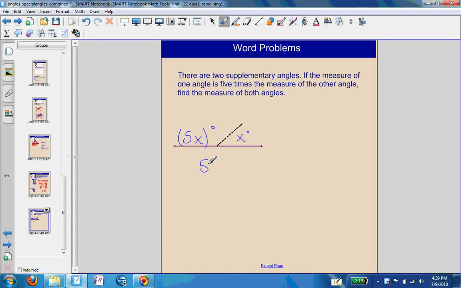So we know that if we add these together, these two angles, we're going to get 180 degrees. Again, you don't have to put these in parentheses, but you can to help you visually keep up with the fact you have two angles there. So you don't forget the x, which is a common mistake. So 5x plus x is 6x. I'm going to divide both sides by 6, and x equals 30 degrees.